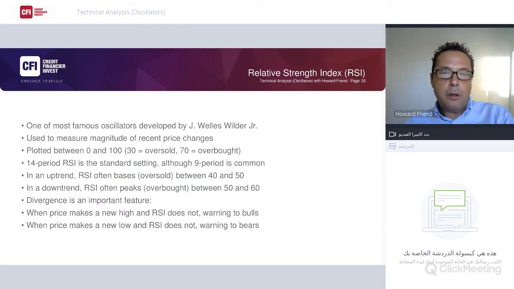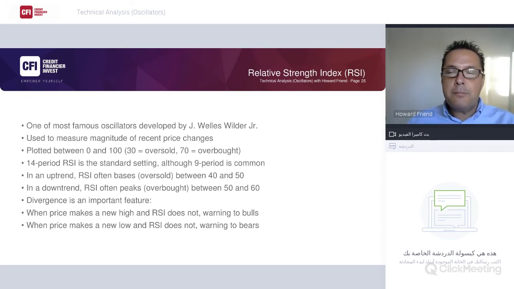So RSI was developed by J. Wells Wilder Jr., and it's one of the most famous momentum indicators that technicians use. It's used to measure the magnitude of recent price changes, and it gives you an idea as to whether the market is overbought or oversold. It's plotted between 0 and 100, with, as I said before, 30 being the oversold level and 70 being the overbought level. The standard setting is 14 period, but many technicians also like to use the 9 period. It's quite common, and that gives you many more signals and perhaps earlier entry into a move.